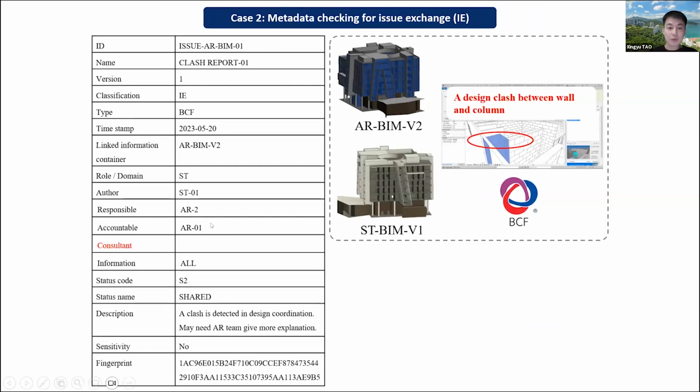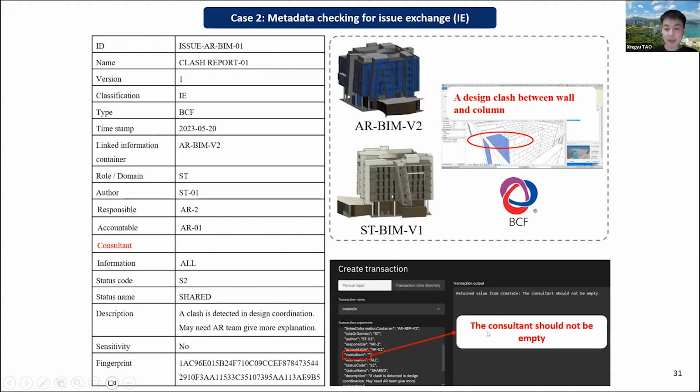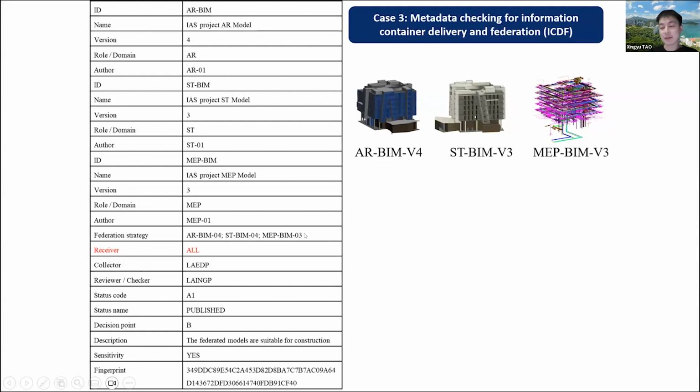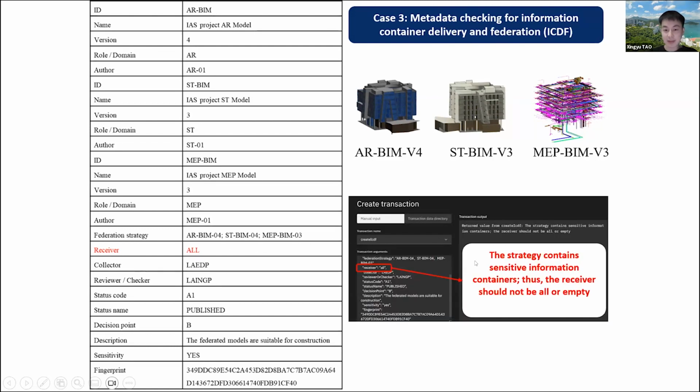And also, if you miss some items or columns, like if you propose a design issue but you ignore the consultant, our smart contract can detect it. The consultant should not be empty, and you need to revise it. And in the delivery phase, if you deliver something that is sensitive, but you missed that and you share these deliveries with all people, our smart contract can detect that the delivery contains sensitive information, and thus the receiver should not be all, or should not be empty.